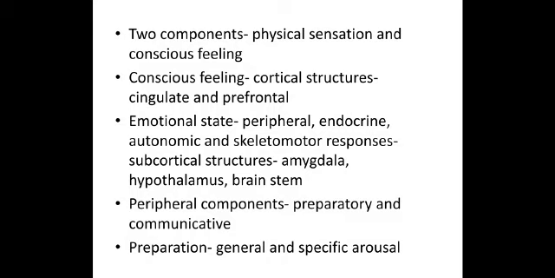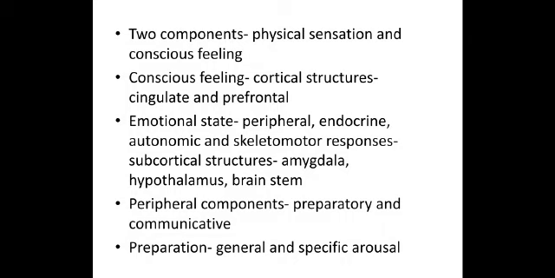So emotion has a physical and a conscious feeling. The conscious feeling is mainly controlled by cortical structures, which is the cingulate gyrus, which lies around the corpus callosum. The emotional part, as you saw, has autonomic changes, which are also controlled by subcortical structures, predominantly the amygdala and hypothalamus. And always there is a peripheral component which prepares and helps in communication. The preparation can be either general or specific. It depends on the type of emotion, if there is anger, if there is grief, if there is rage, if there is motivation.